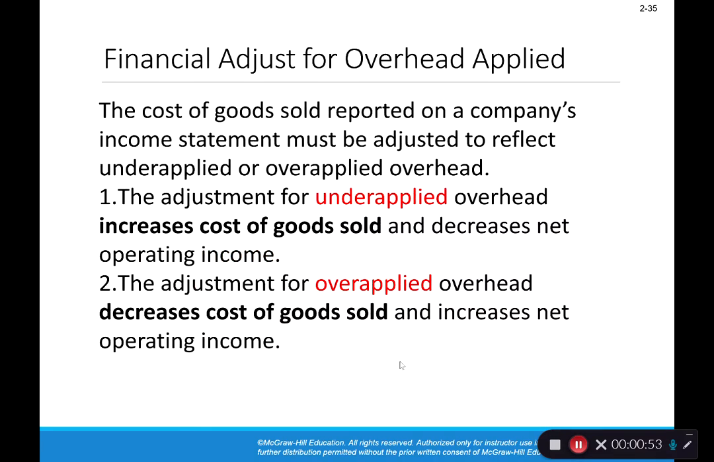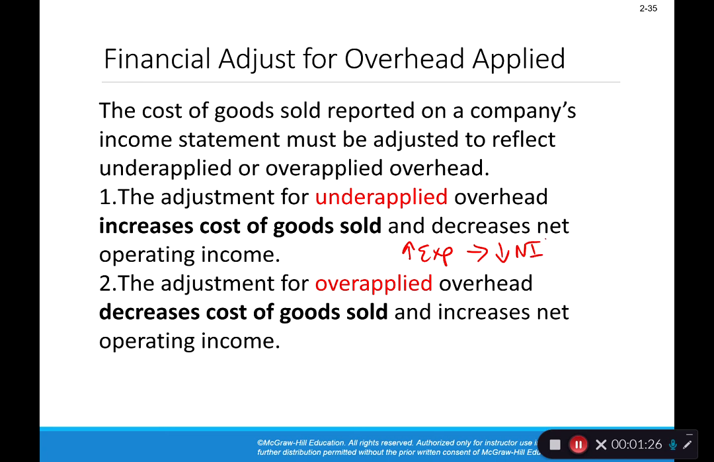But what you should understand at this point is if you under apply overhead, that means you didn't apply enough cost. So to fix that, you're going to end up having to apply more cost, which in turn is going to make your cost of goods sold go up. Because if you add additional cost, it makes the expenses go up and then the net income go down. Yep, my friends, you got to know your 502 stuff. So if we didn't apply enough cost, when we fix it, we add more cost, which increases expense and in turn decreases our net income.